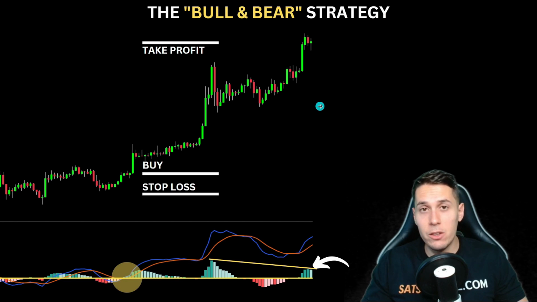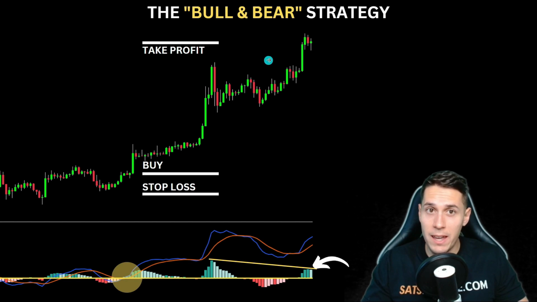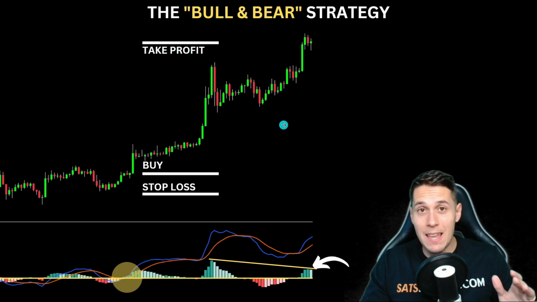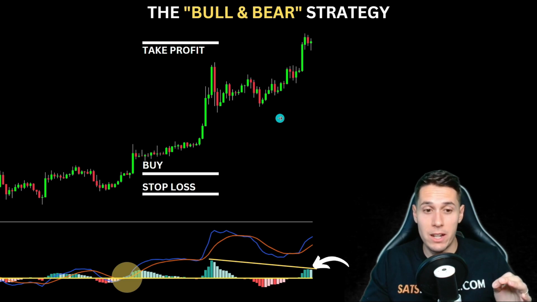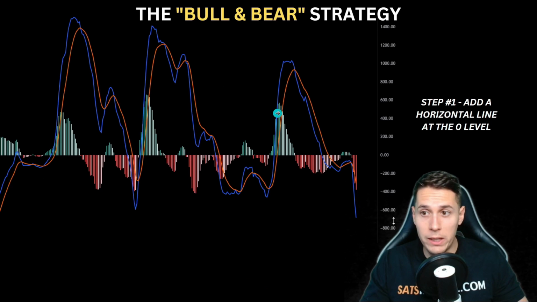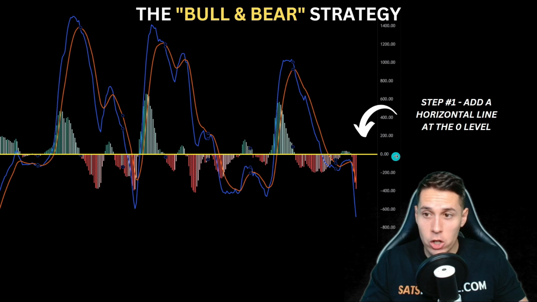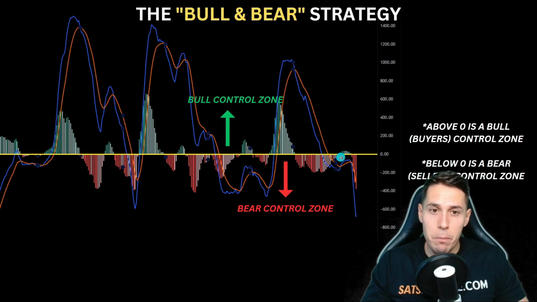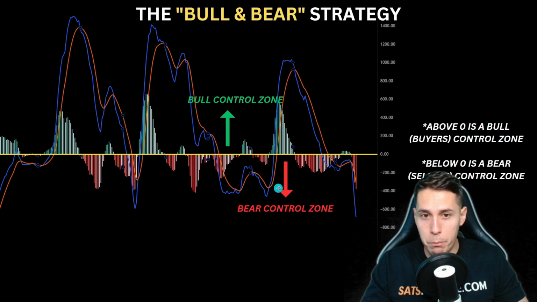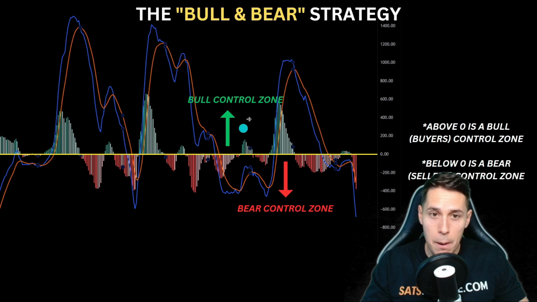Now let's jump straight into the first strategy that I'm gonna teach you today, and I call this the bull and bear strategy. I'm gonna give you a step-by-step process of how this strategy works in order to make sure that you get it. So step number one, add a horizontal line at the zero level. This line separates the bull control zone from the bear control zone. You have to remember that above zero is a bull control zone, which means that the buyers are in control, and below zero is a bear control zone, which means that the sellers are in control.